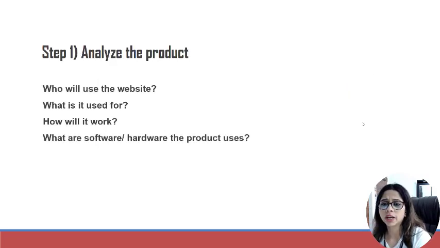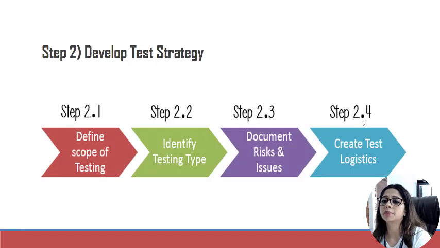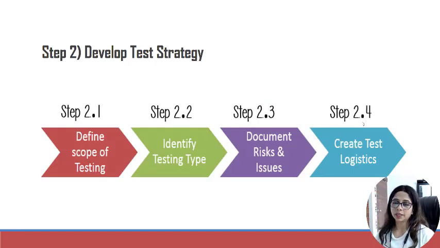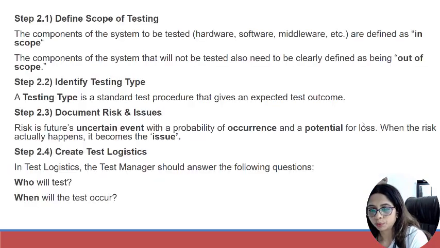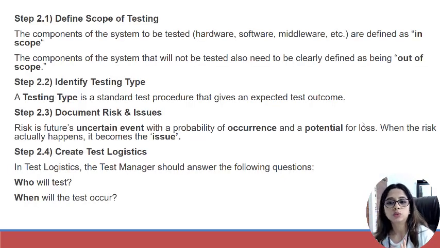We talked about analyzing the product, then let's talk about developing the test strategy. To develop any testing strategy, we need to first define the scope of testing. Now, what is scope? When you say scope of testing, you need to describe what all you're going to do as a part of the testing.